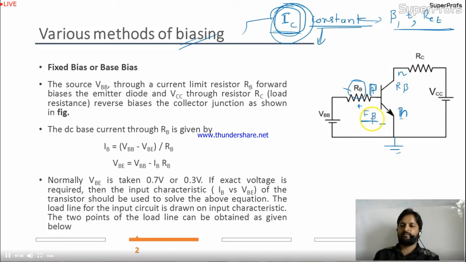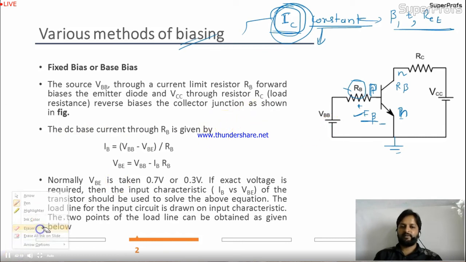Is there any problem with you? Why are we interested in only the active region? Because amplification is possible in the active region only. That's why. So the condition is fulfilled. The input terminal is forward biased and the output terminal is reverse biased. Let's come to the next now. The DC base current through RB is given by.